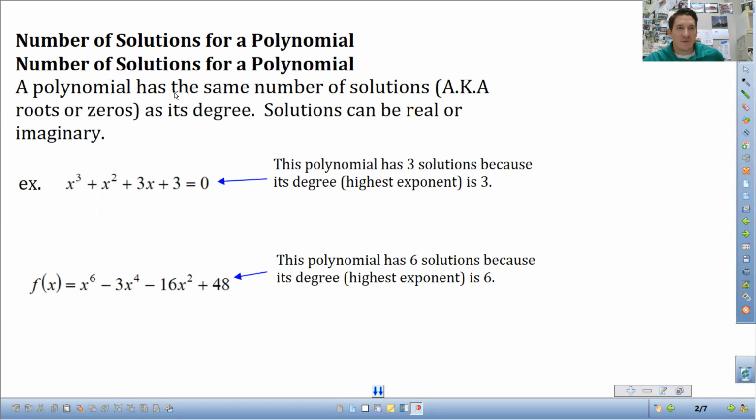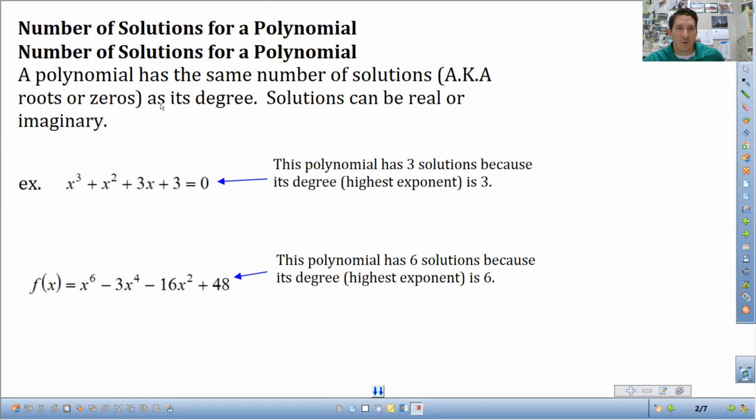Real quick, just a reminder: the number of solutions for a polynomial. A polynomial has the same number of solutions, also known as roots or zeros, as its degree. Solutions can be real or imaginary. So this polynomial has 3 solutions because its highest degree is 3. This one has 6 because its highest degree is 6. And so this is where that multiplicity comes in that we talked about the last lesson. The solutions for this one might be 1, 3, and 3. So it has 3 solutions, but we'd say it has a solution of 1 and then a solution of 3 with a multiplicity of 2.